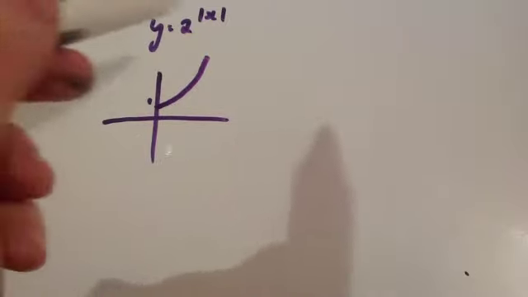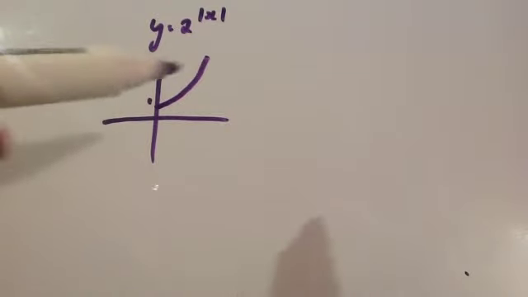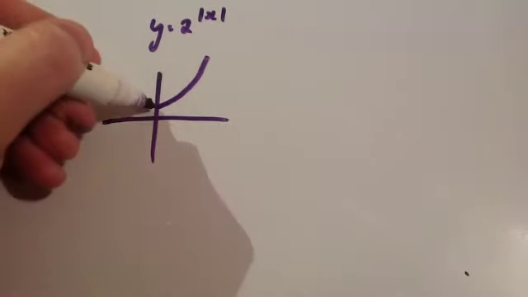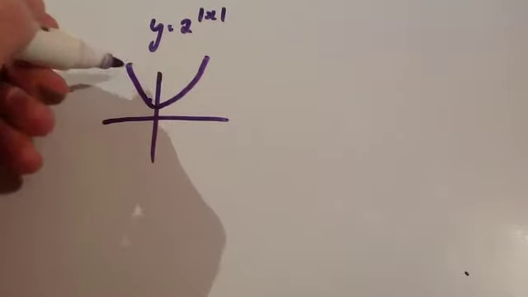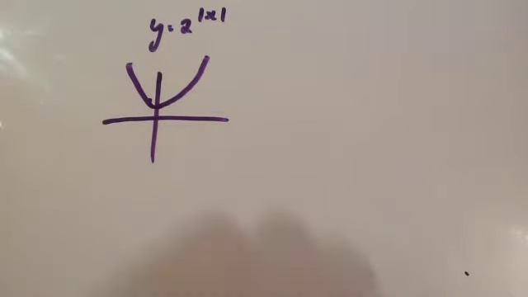So for this graph, you draw the positive side first of all, like that, and then you reflect it into the other side of the y-axis. So the graph would look something like that. Well, reflected properly, not like this on a whiteboard.